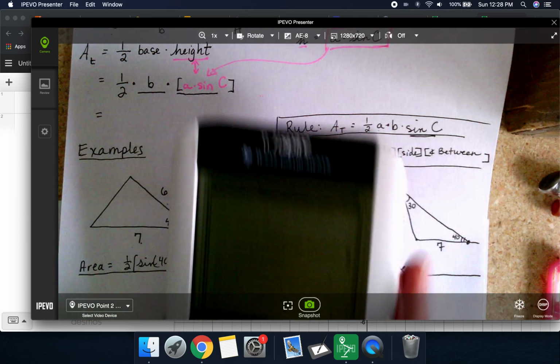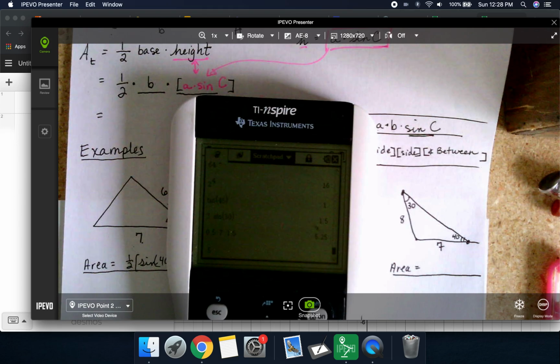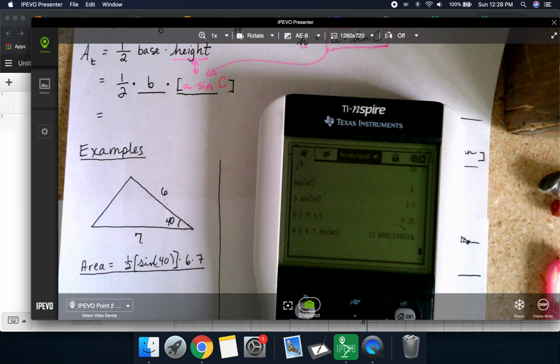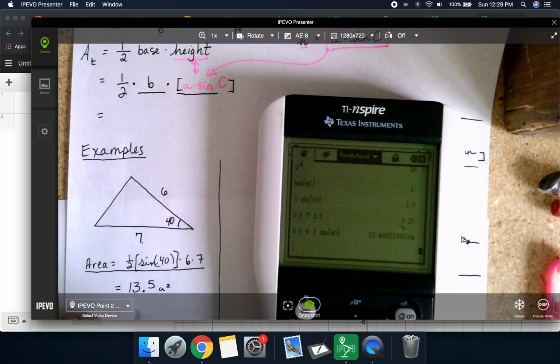So I'll go to my calculator, yay for us, living in a world with calculators, and we'll say 0.5 times 6 times 7 times sine 40, and we'll hit enter. And remember, if you don't get the same answer as me, it's probably because you're not in degree form and you're in radian form, so always make sure you're in the right mode. And so what we're going to get here, still 3 sig figs, is going to be 13.5 square units. Okay.